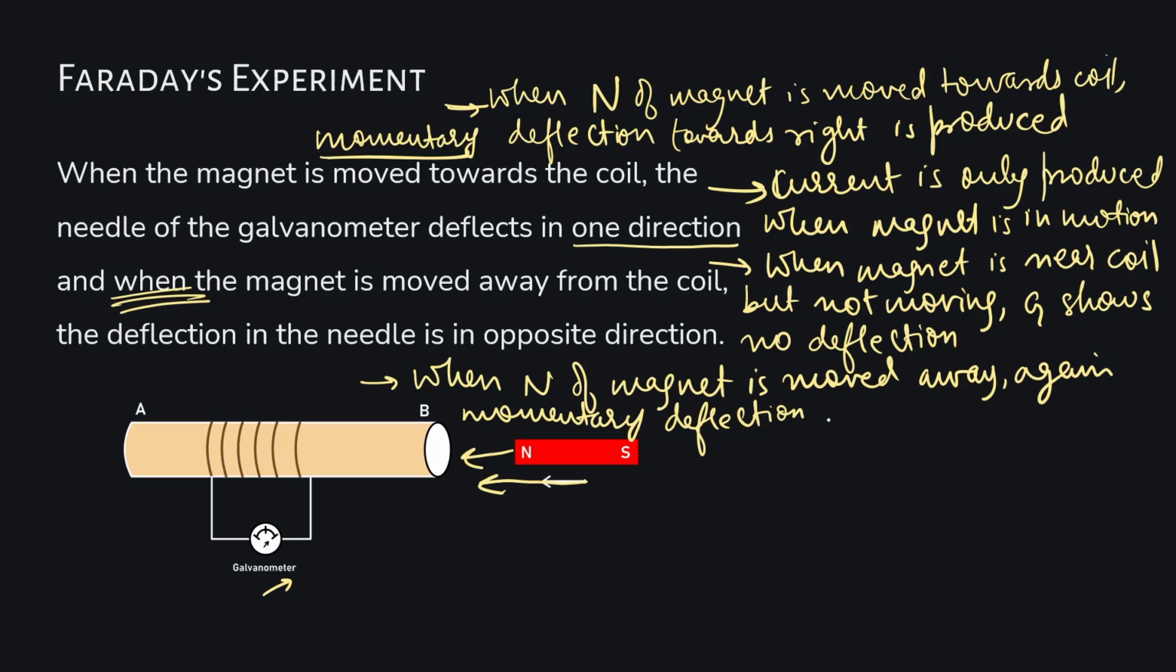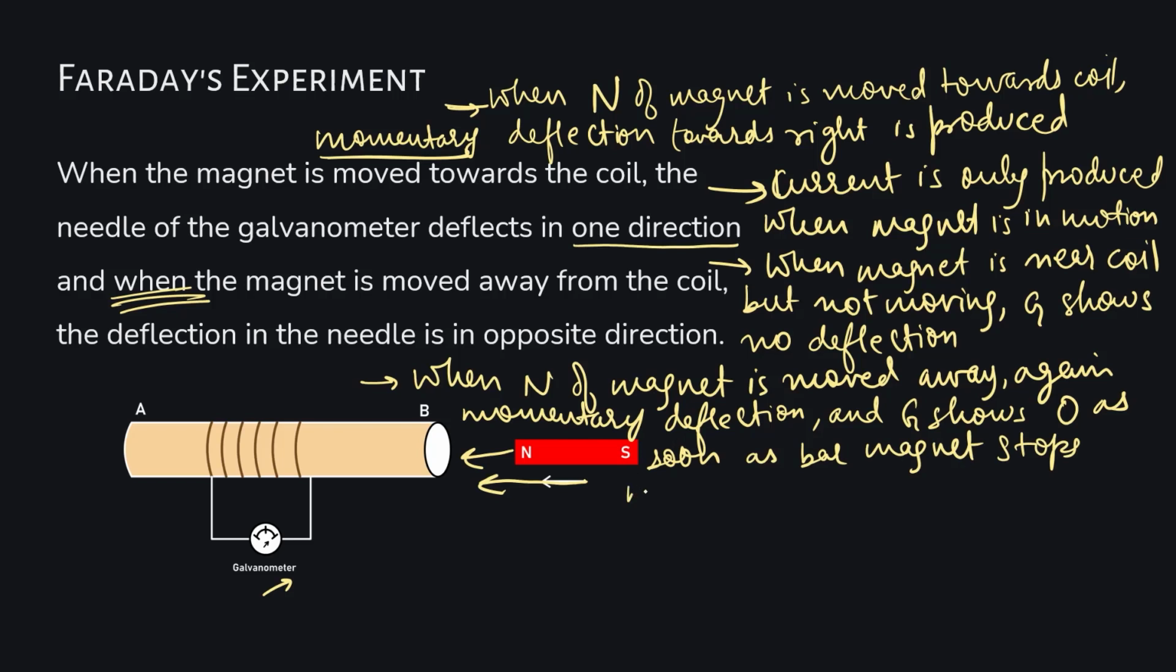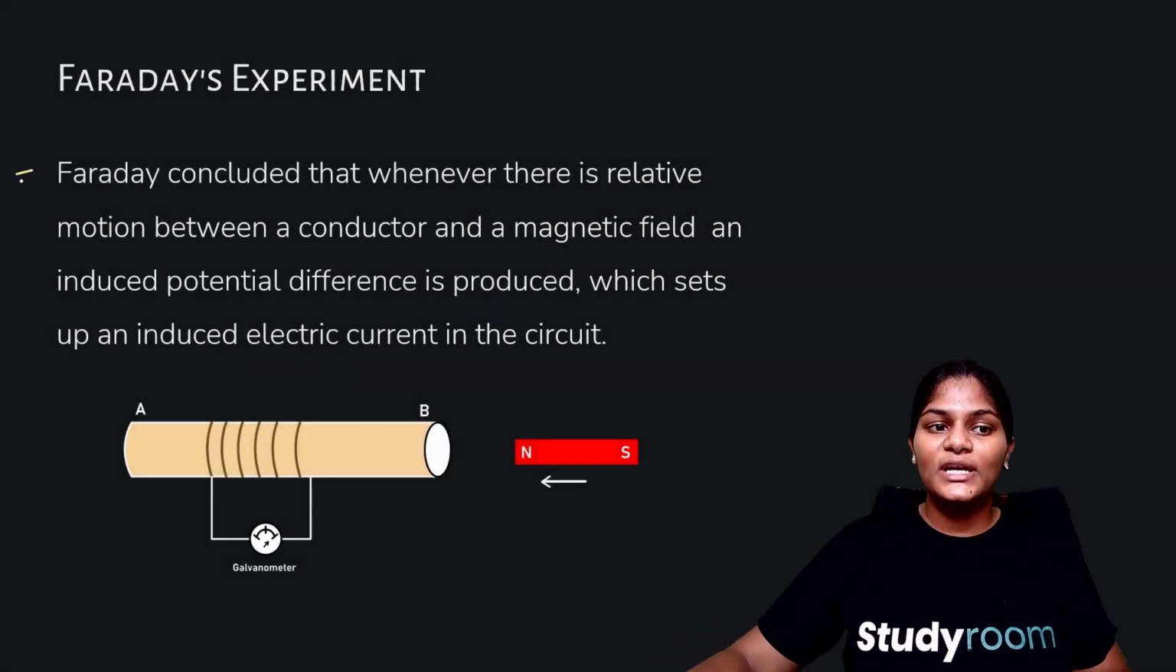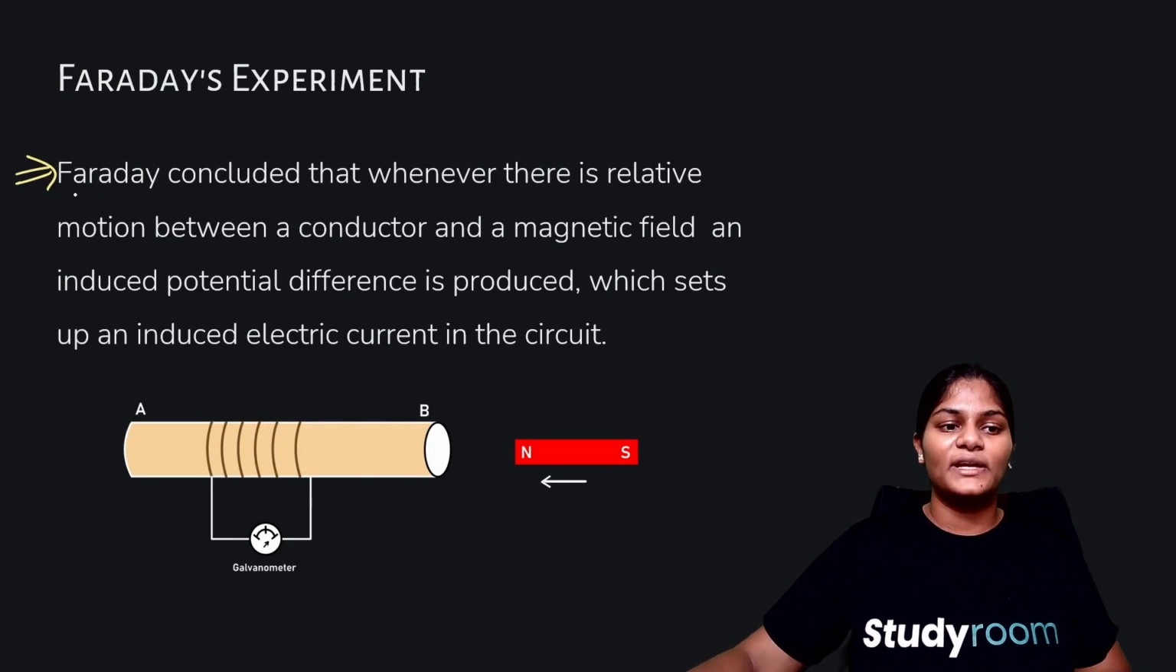Deflection. And the galvanometer shows 0 as soon as the bar magnet stops moving. Okay, this much is clear to you. This is just the experiment. I'm just telling you what was observed. Then, what was the conclusion? This is the conclusion that Faraday brought.